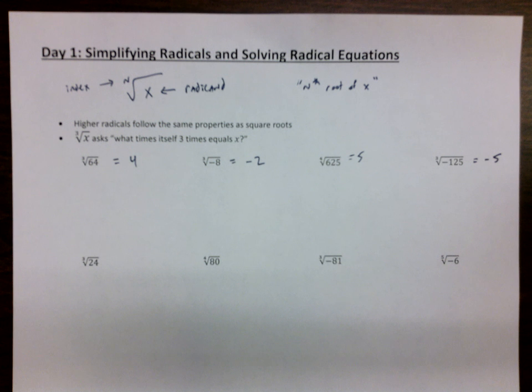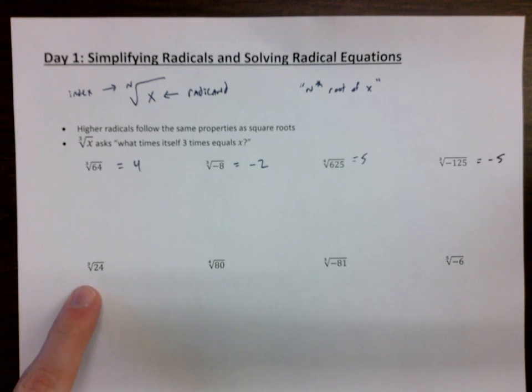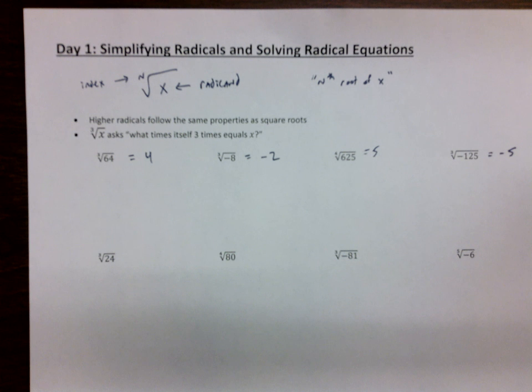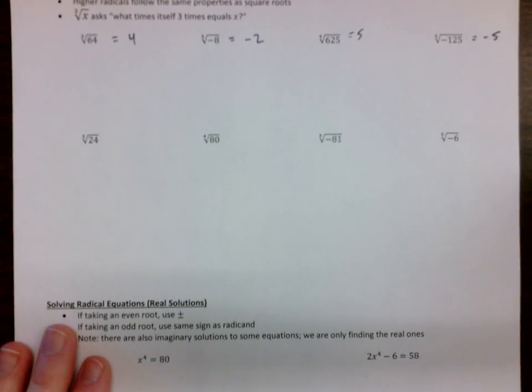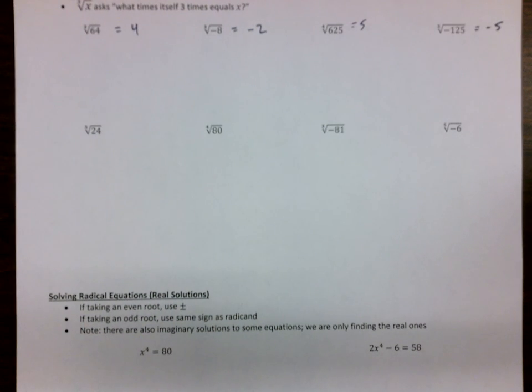Then the question comes up, well, what about this one? I want a number times itself 3 times that equals 24, and there isn't one. So we're going to have to simplify this another way. Just like simplifying square roots, there are 2 different methods that you can use to simplify higher powers. The first method is similar to what a lot of you do with square roots.